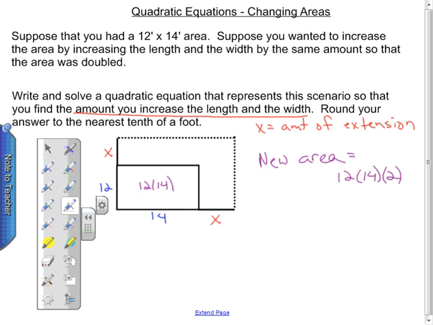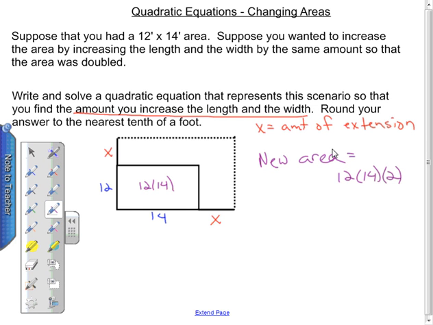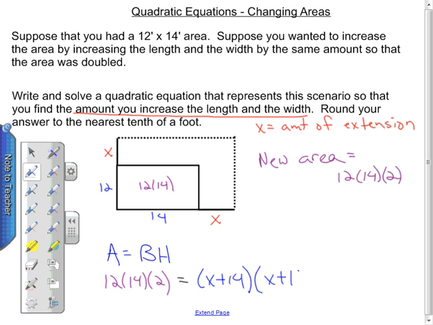Okay. So from here, we're going to have to make a quadratic equation somehow. Well, it's very simple when we say that the area is equal to the base times the height. Because we do have an expression for the base right here. It was 14 and x more, so this is going to be 14 plus x, and the height similarly was 12, but then extended by x, so it's just going to be 12 plus x. So we're going to say that the area, which has to be 12 by 14 times 2, is going to be equal to the base, which is x plus 14, times the height, which is x plus 12.